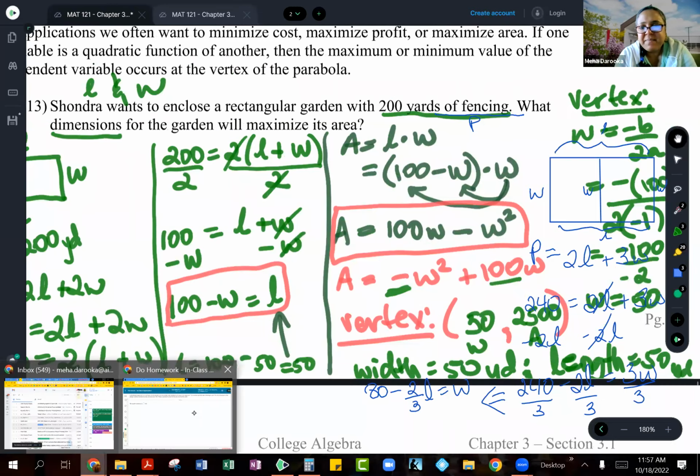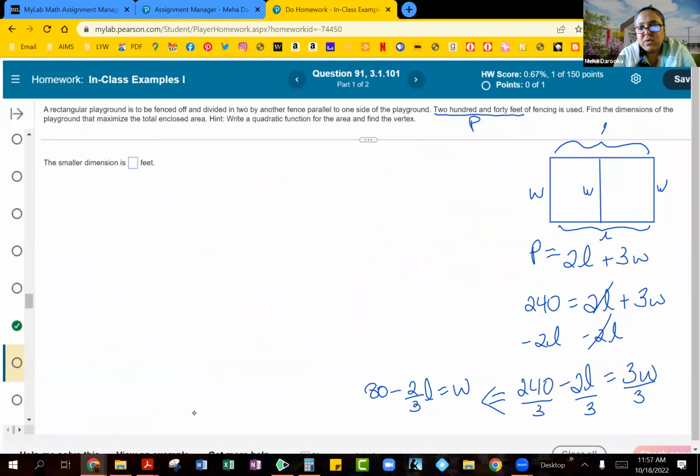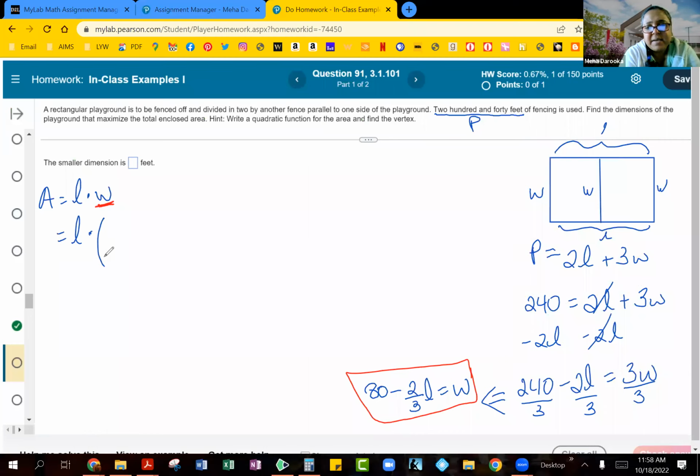You're going to do the same thing here. You've got your W equals 80 minus 2/3 the length. And now you can come back and put it into the area formula, which is length times width. Since this is set up for the width, we're going to substitute for the W over here. So that will end up giving us length times.